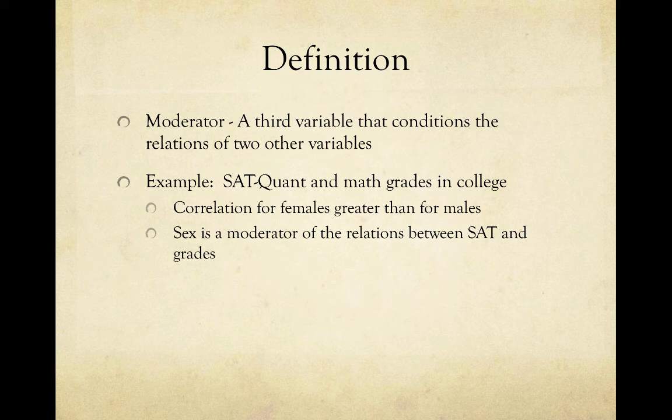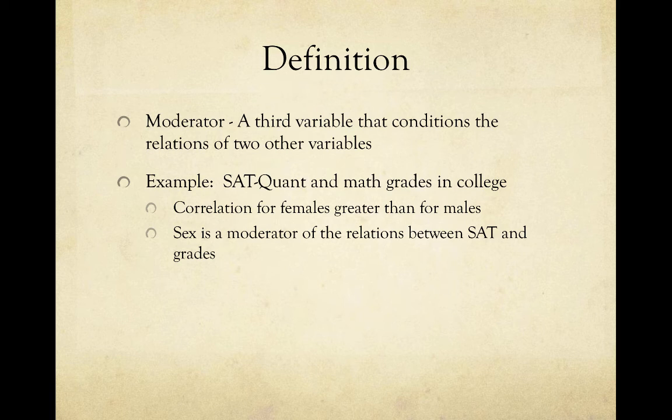So a moderator is a third variable that conditions the relations between two other variables. So for example, if we're interested in the SAT quantitative scores and math grades in college, we can predict grades in college from SAT scores. And if we do that in a school, we typically will find that the correlation for females is greater than the correlation for males. So sex would be considered to be a moderator.